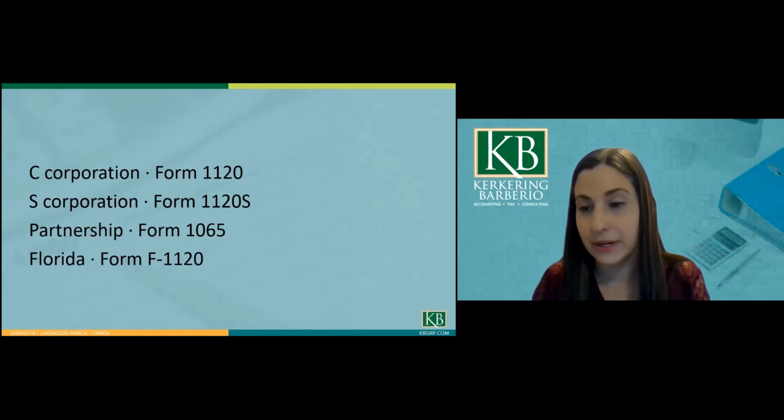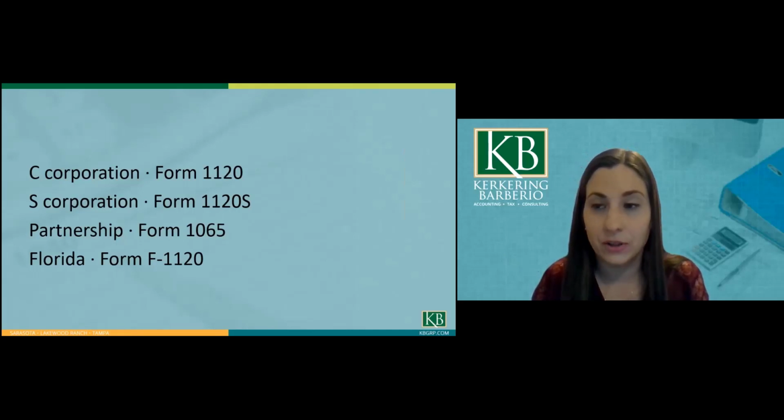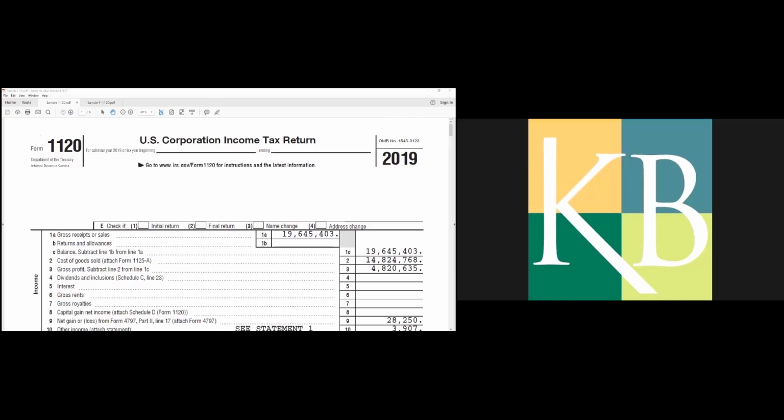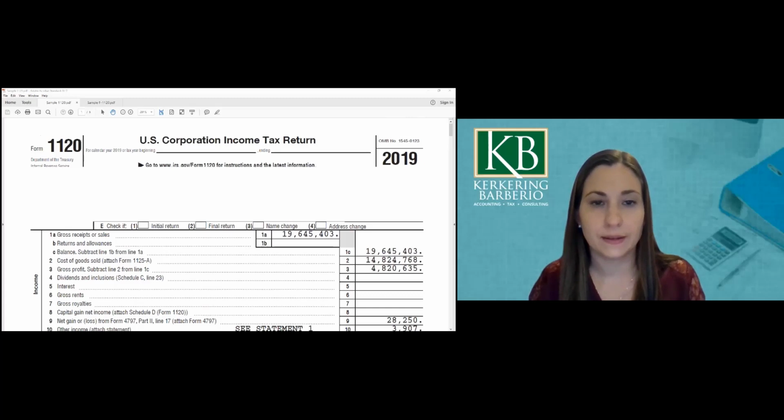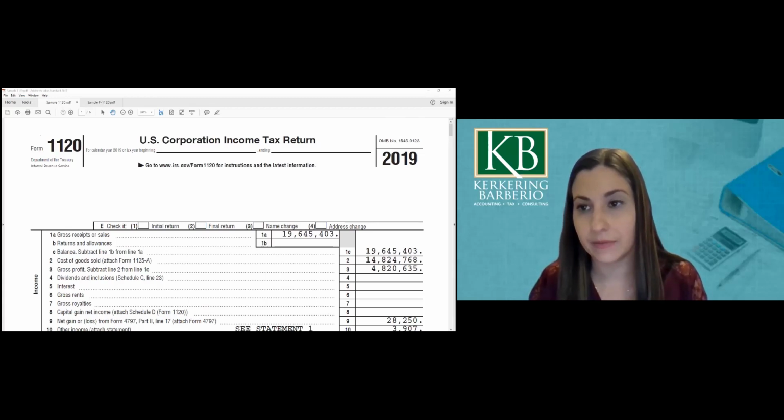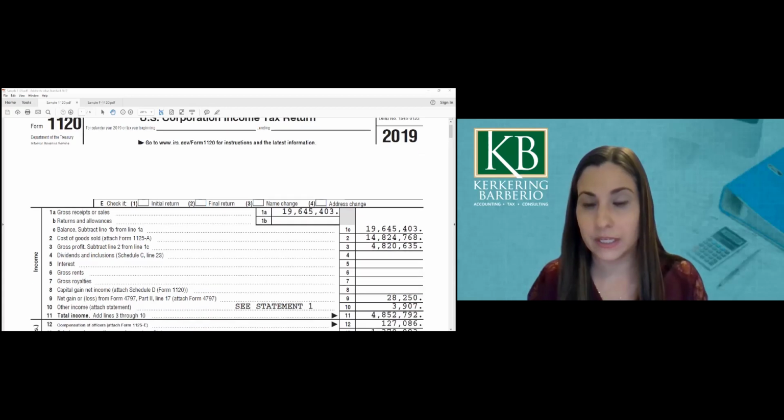And now I'm going to show you an example of a Form 1120 and F1120, which are the federal and Florida forms that are filed by a corporation. This is Form 1120. This is a form that U.S. corporate tax returns file, and it's different than the last form that we looked at, the 1120S, because corporations actually pay tax at the corporate level. So that's going to be your biggest difference that you see on this form.